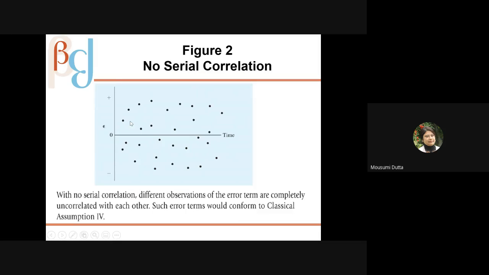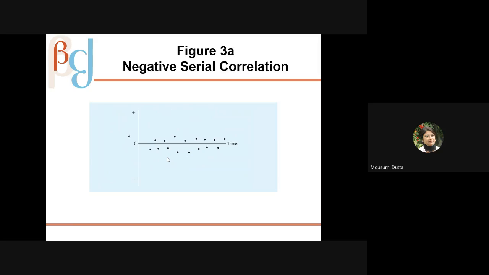Now here there is no pattern, no pattern. We are not understanding what is happening actually. So this is giving us no serial correlation. If I plot the error against time and we get this kind of diagram, that indicates the error is classical error. The error is not at all serially correlated.